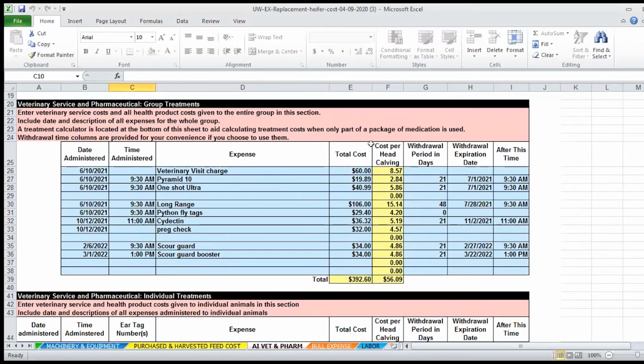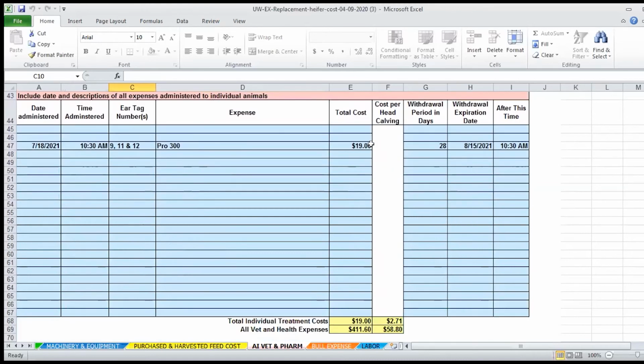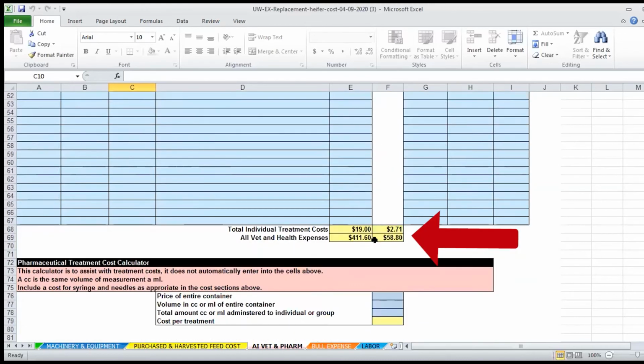And again, the spreadsheet is going to go ahead and calculate your cost per head calving. The user can also record withdrawal times by inputting the appropriate information. The withdrawal time columns are provided for your convenience, and they do not impact the cost analysis if you choose not to use them. Once a user has input all the expenses for the group and individual treatments, the spreadsheet will also calculate the total vet and health expenses at the bottom of the spreadsheet.